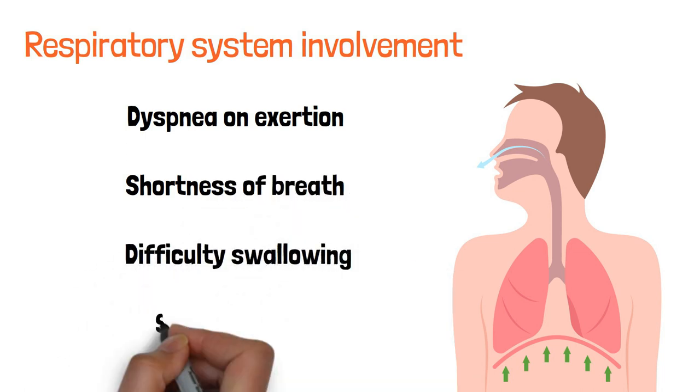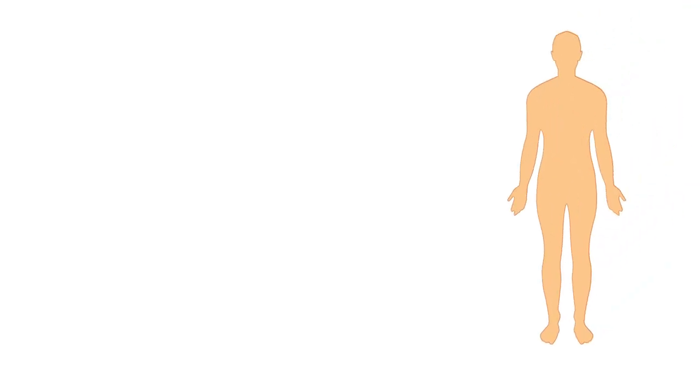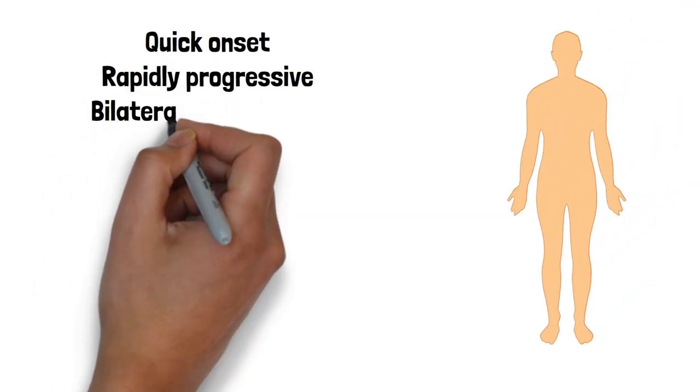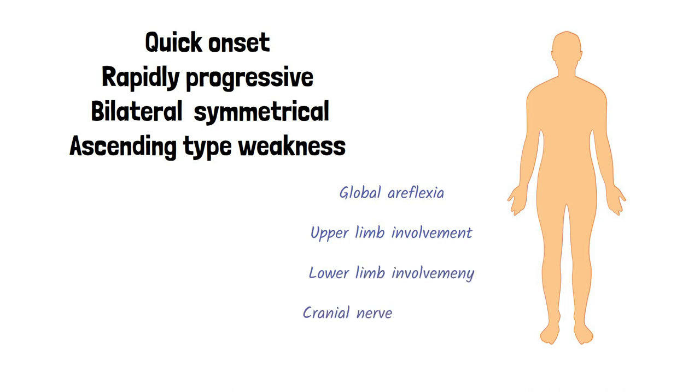So if we quickly recap the clinical features of Guillain-Barre syndrome, it's a quick onset, rapidly progressive, bilateral symmetrical, ascending type weakness with global areflexia, with the involvement of lower limb, upper limb, cranial nerves, and autonomic nervous system dysfunction.